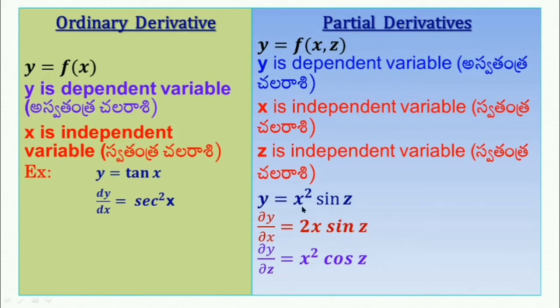For example, if y is equal to x square sin z, the derivative with respect to x gives 2x into sin z. Here we differentiate x square and we treat sin z as constant, because we are now differentiating the expression with respect to x. Similarly, in the case of dou y by dou z, we treat x square as a constant, so we get x square as it is and the derivative of sin z is cos z. So these two are the partial derivatives. This one is an ordinary derivative.